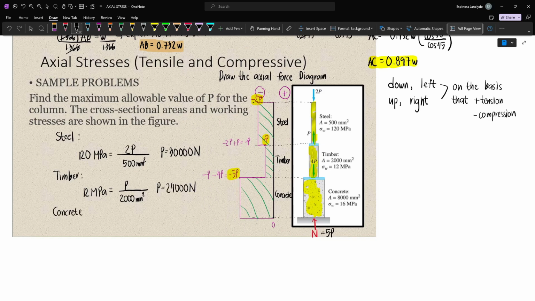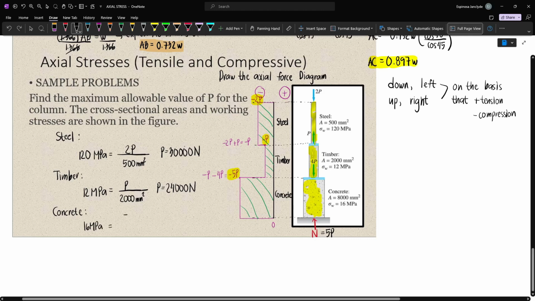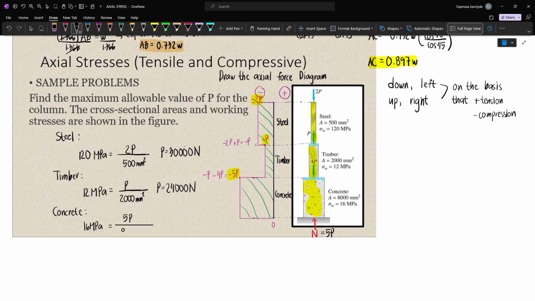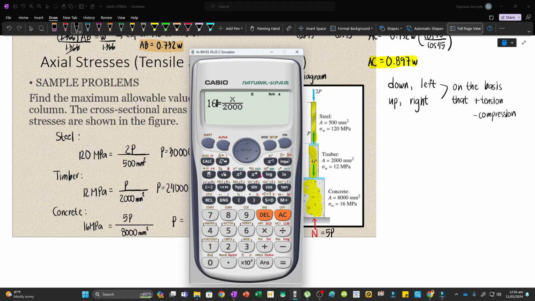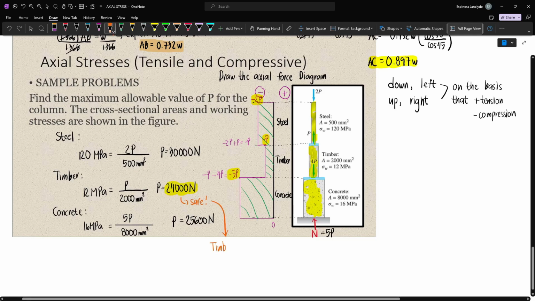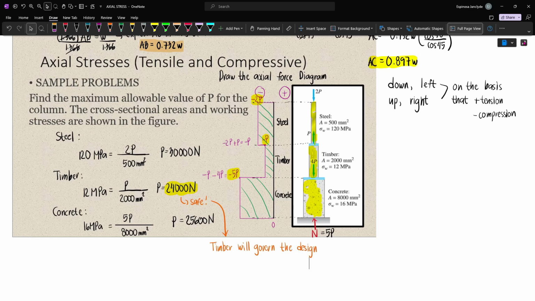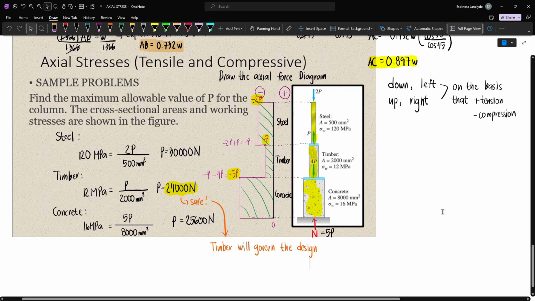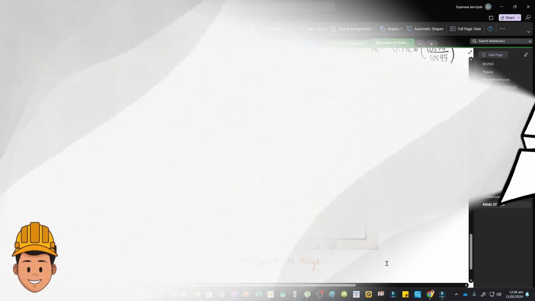And then finally, for the concrete section, we have an allowable stress of 16 MPa, and then our cross-sectional area is 8000 mm squared. And so 16 MPa is equal to 5P, which is carried by the concrete, divided by 8,000 mm squared. And so solving P, we have 25,600 newtons. Now, since timber has the lowest value of P, it will govern our design. And so the maximum allowable value of P will be 24,000 newtons. This sums up everything you need to know about axial stresses. And so I hope this video helped you.